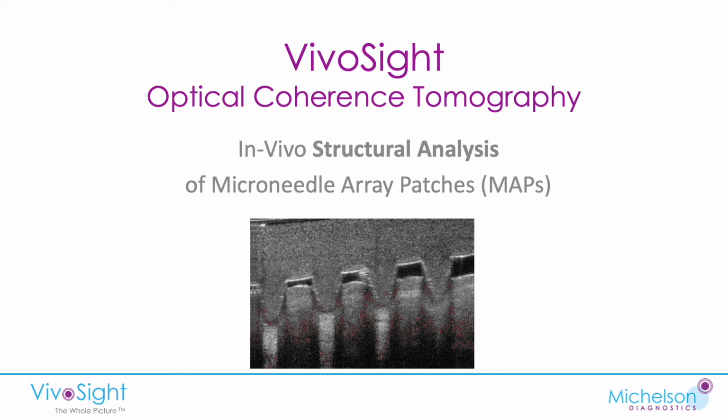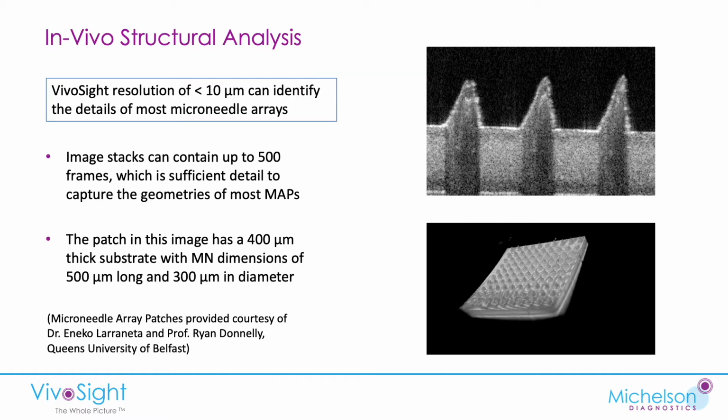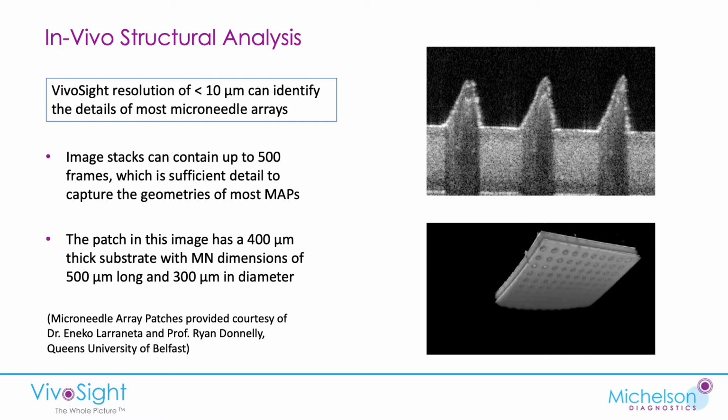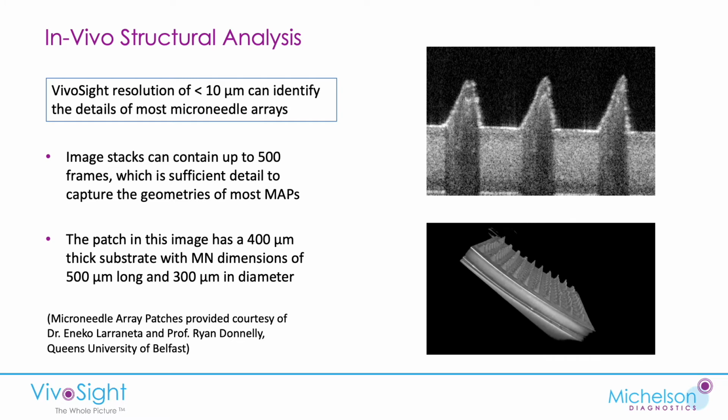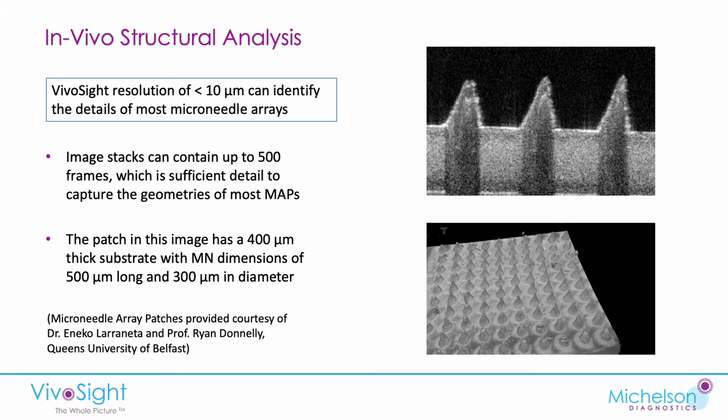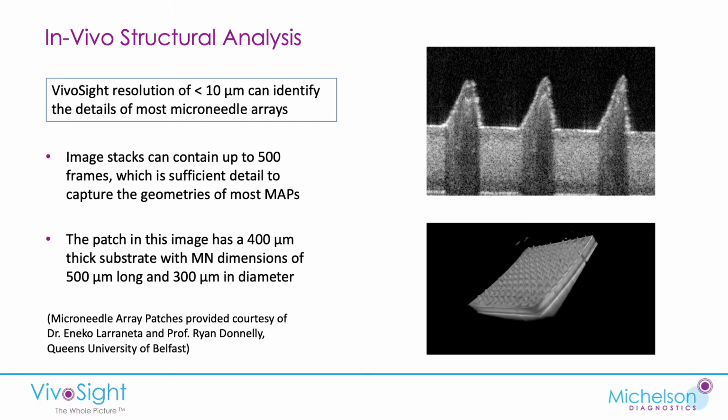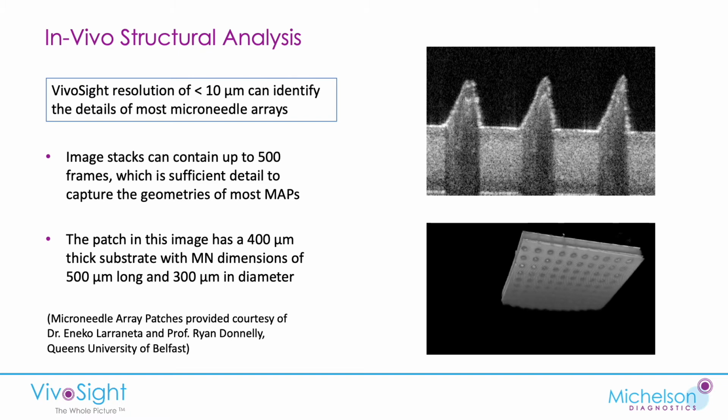What about imaging and measuring microneedle array patches? Well, a really useful thing is that we use infrared light in VivoSight, so we can see clean through a polymer substrate, just like this one shown here. And so we can actually see the microneedles embedded in the tissue. And we can see the tissue around it. VivoSight OCT resolution is better than 10 microns, which is easily small enough to see the details of individual microneedles. In fact, the pixels are only 4.4 microns across.